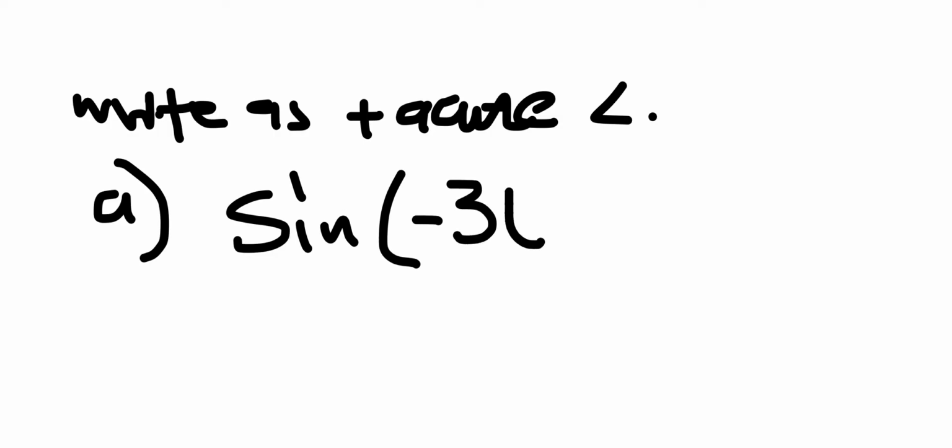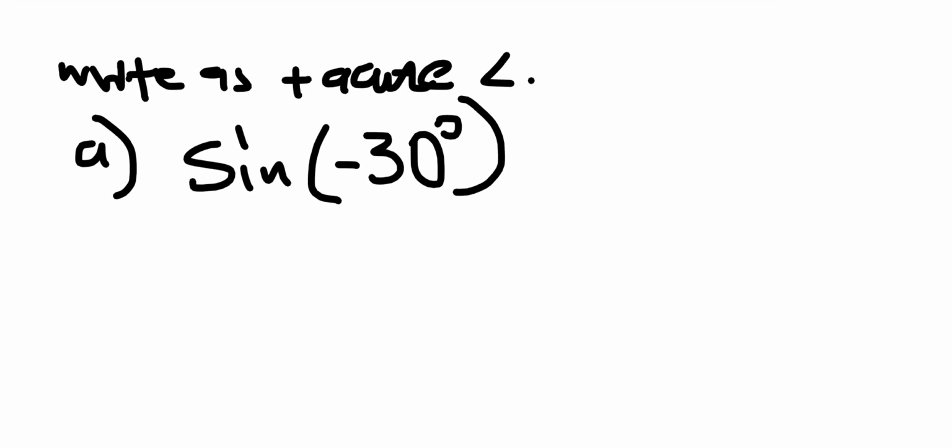sine of negative 30 degrees. Yes, let's say you are given that. What did I say about negative angles? We assume them to fall in the fourth quadrant. But most importantly, remember that it is an angle that is given to you as a negative angle. So the question wants us to rewrite it as a positive angle.